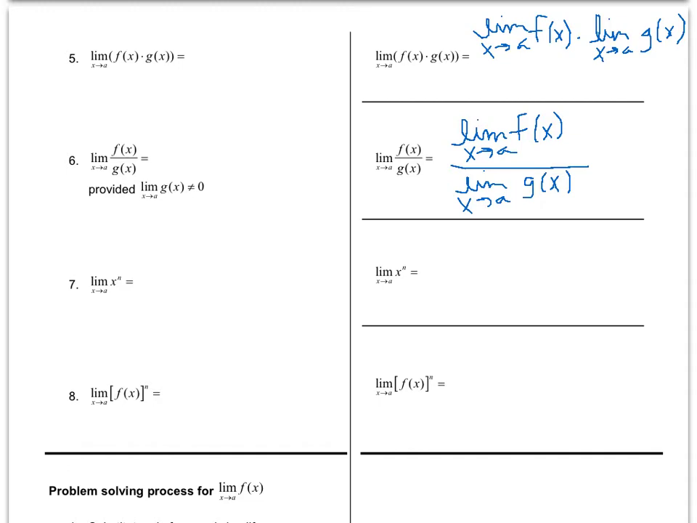substitute it in. This whole guy is going to evaluate to a raised to the n. Again, a was a constant and n was a positive integer.